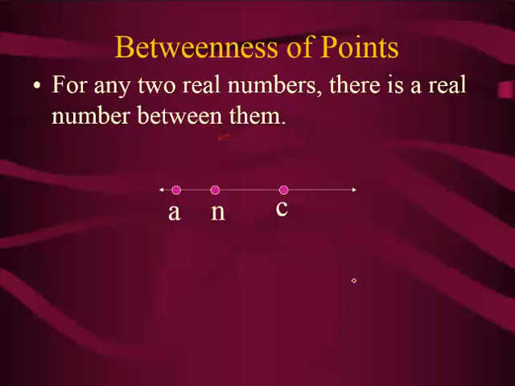For any two real numbers, there is a real number between them. So if I called this 2 and I called this 5, then this could be 3. Okay, there's a real number between the two. So that number would be bigger than A, but smaller than C. Okay, just some kind of common sense concepts here.